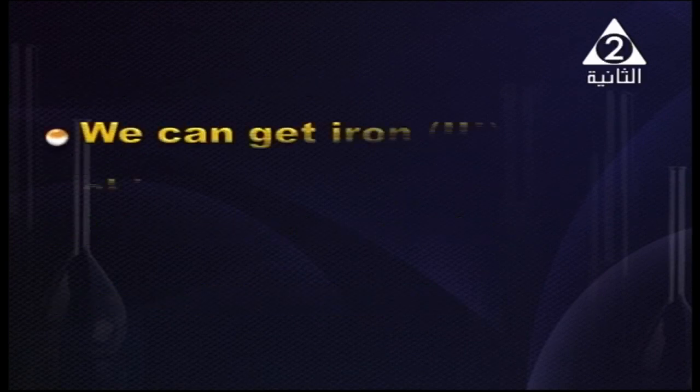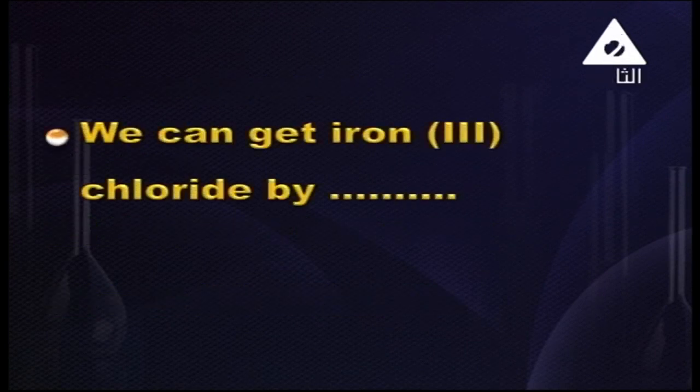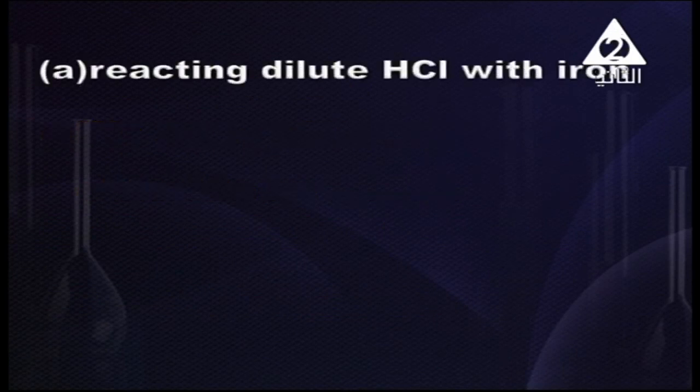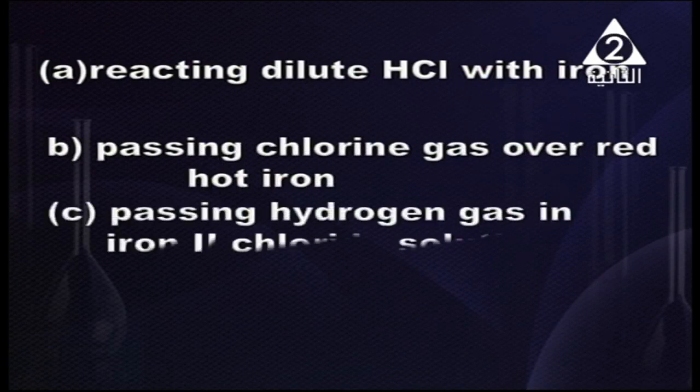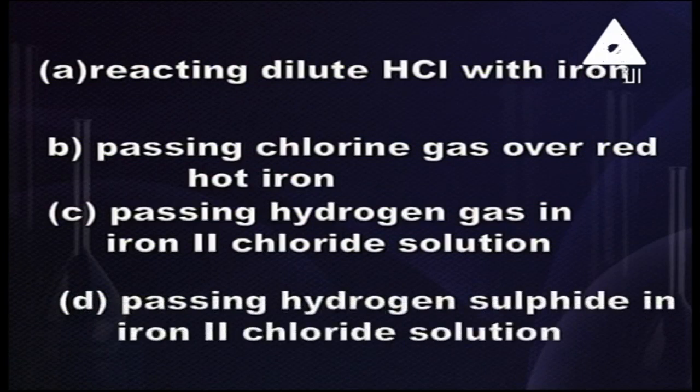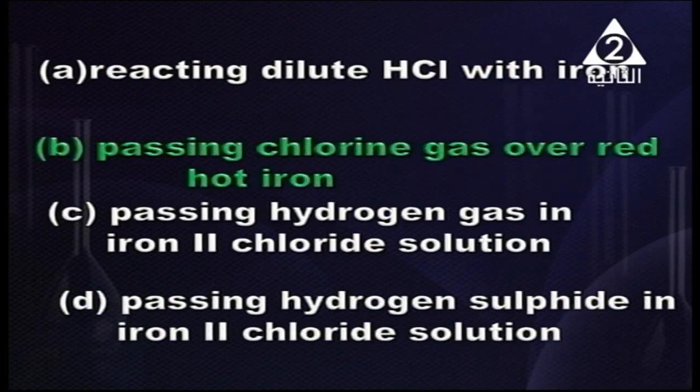Next point: we can get iron 3 chloride by what? Reaction of dilute hydrochloric acid with iron, passing chlorine gas over red hot iron, passing hydrogen gas in iron 2 chloride, or passing hydrogen sulfide gas in iron 2 chloride solution? If you think about it, here's the answer. It will be passing chlorine gas over red hot iron.